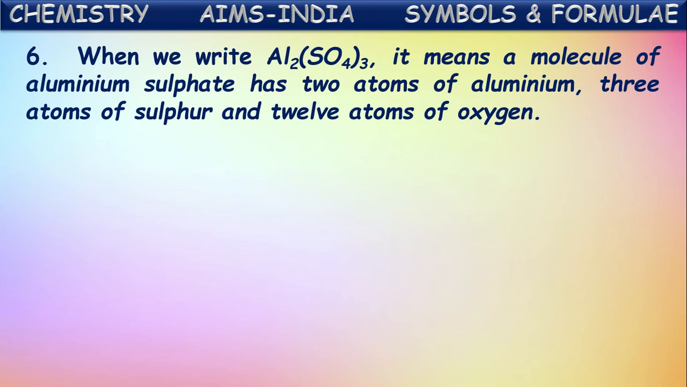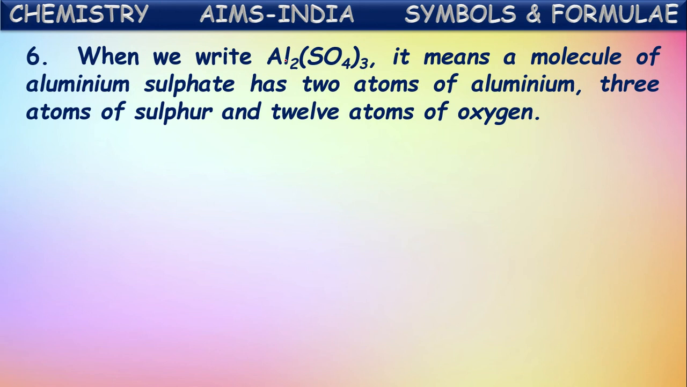Let us try to understand the same concept by taking one more bigger example. When we write Al2(SO4)3, it is pronounced like this. Here SO4 is kept in brackets and a number is written here. It is pronounced Al2 SO4 taken thrice. This represents the chemical substance aluminium sulphate. At the right bottom of the aluminium symbol, 2 is written.